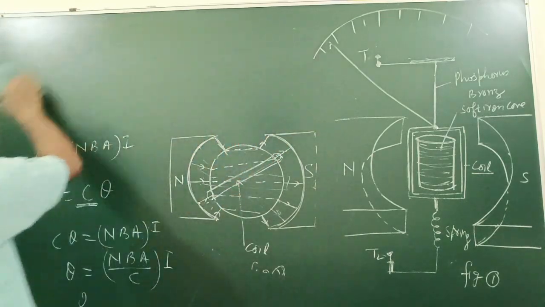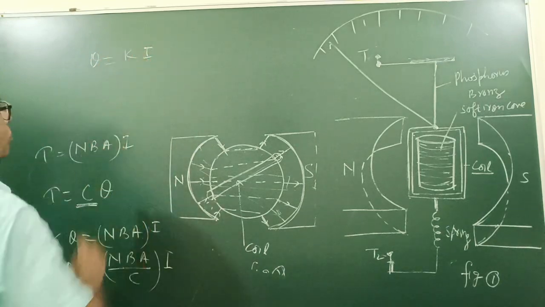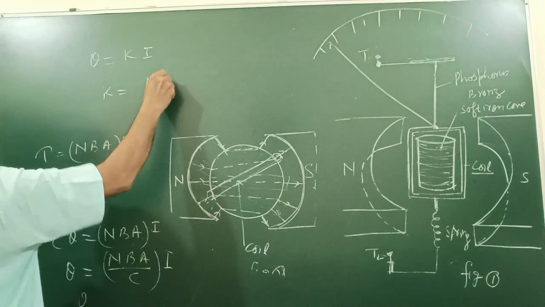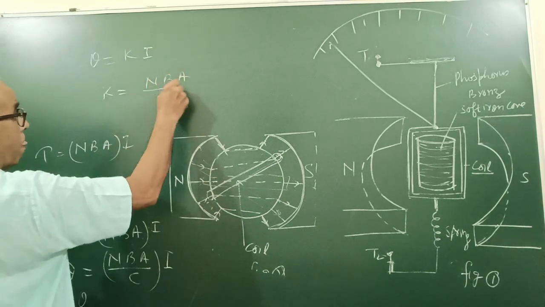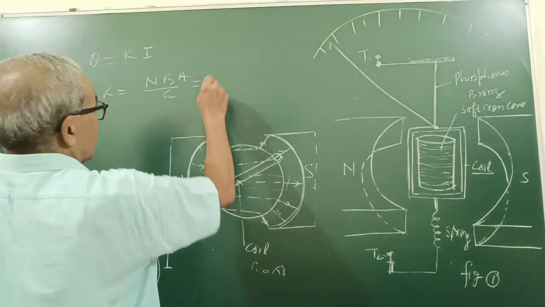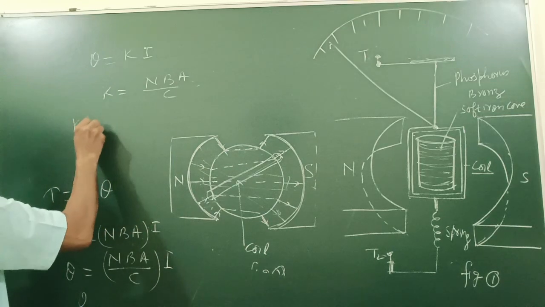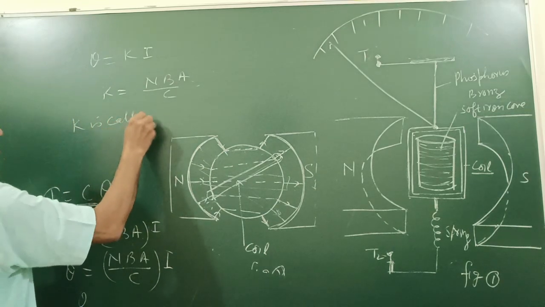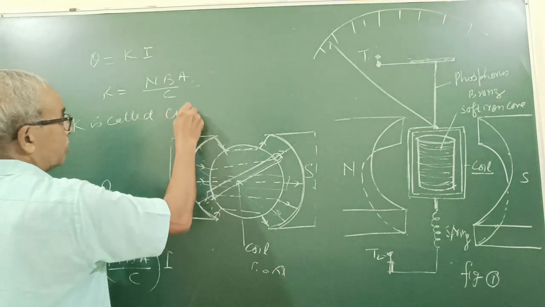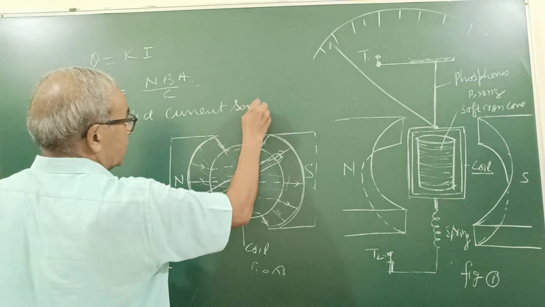or we write it as theta equal to K i, where K is equal to NBA upon C, and this K is called current sensitivity. Current sensitivity.